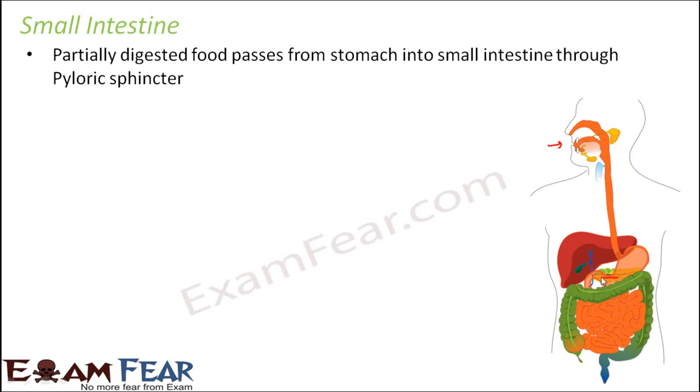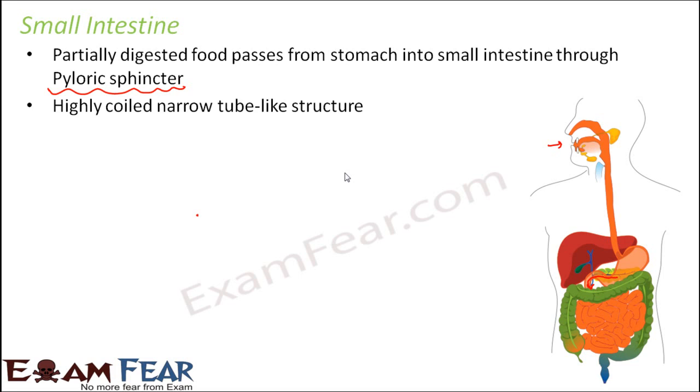Now this chyme passes on from the stomach to the small intestine through the pyloric sphincter. You remember the valve which is present between stomach and small intestine. So now the job of the small intestine is to completely digest this partially digested food. That is the task of the small intestine, and now we will see how it does that.